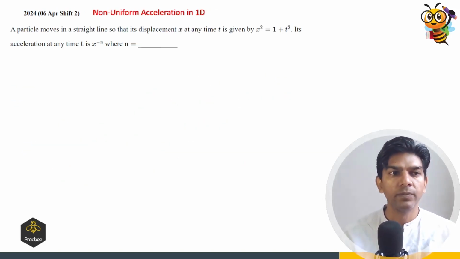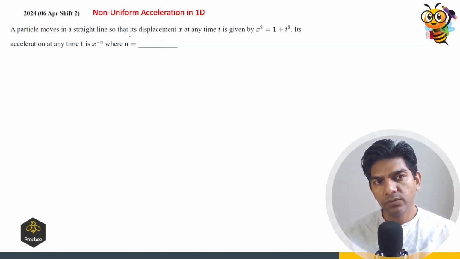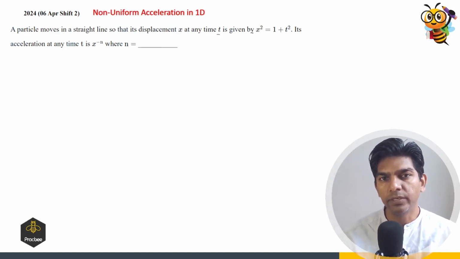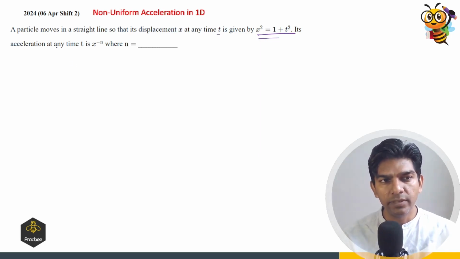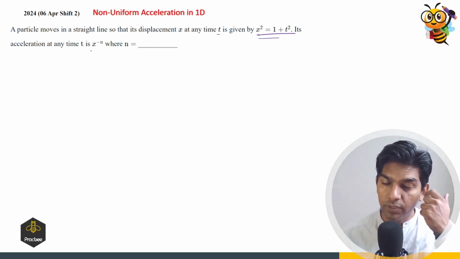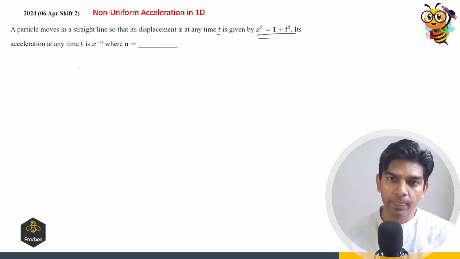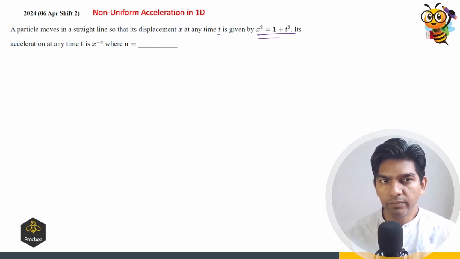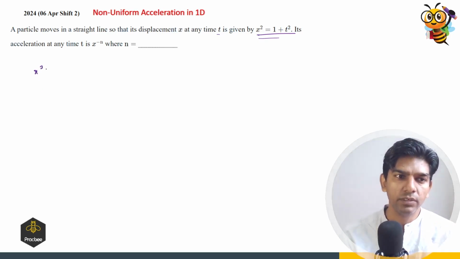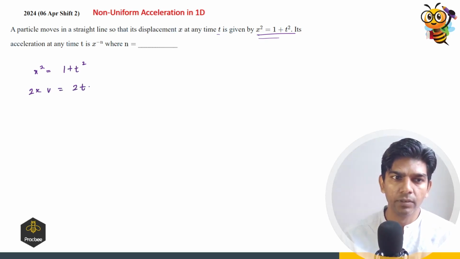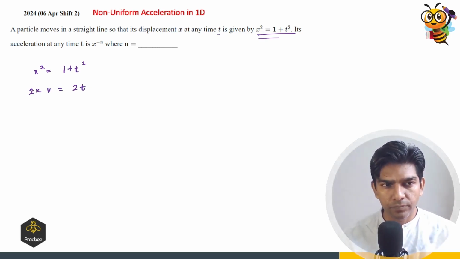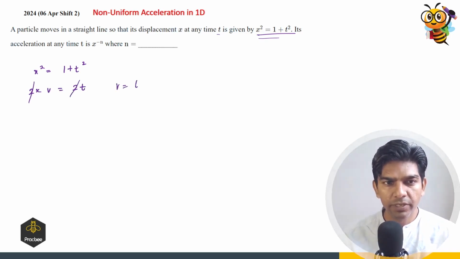Now let us see this question. A particle moves in a straight line so that its displacement x at any time t is given by x square equals 1 plus t square. Its acceleration at any time t is x raised to power minus n, where n is. So we have to find the acceleration at time t. Let us differentiate this 2 times. We have x square equals 1 plus t square. So it will be 2x times v equals 2t, right? So from this v comes out to be t by x.